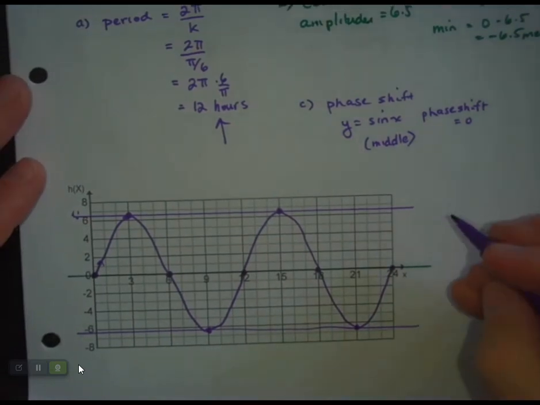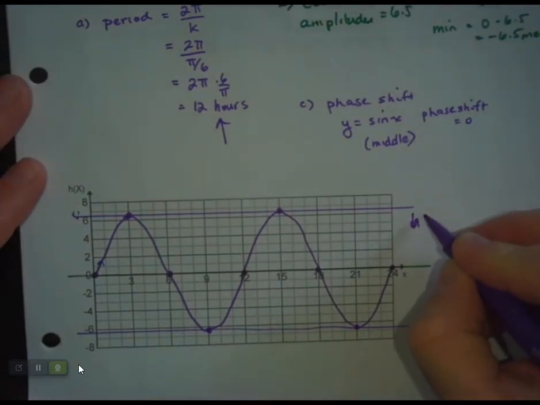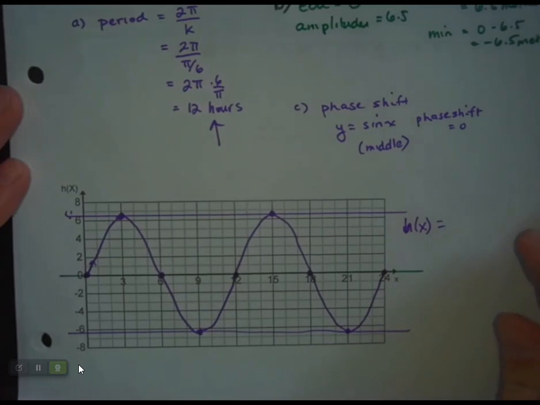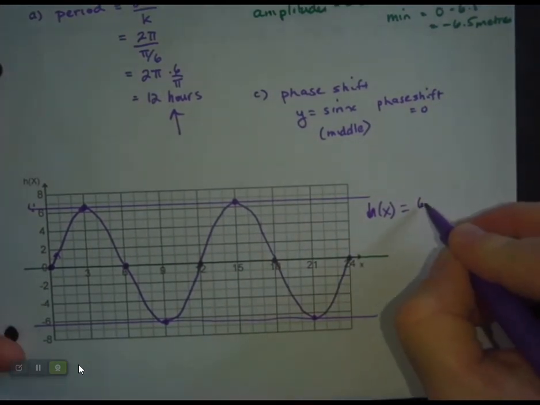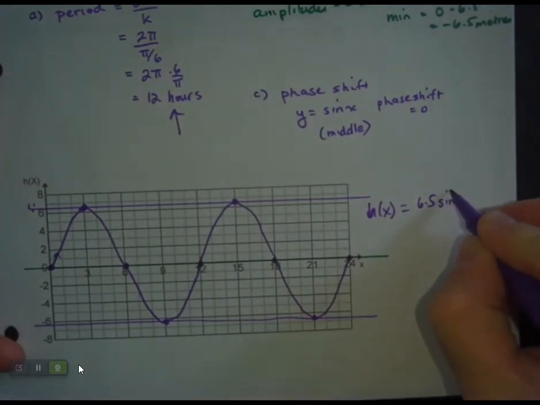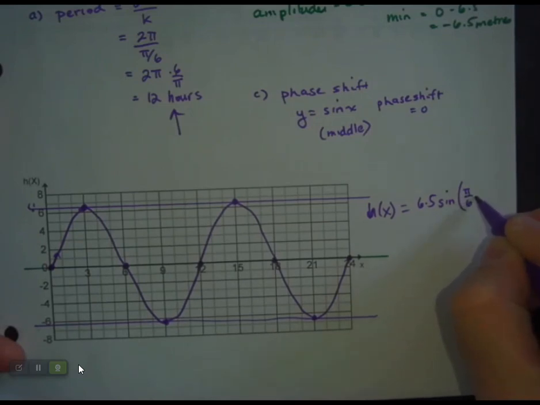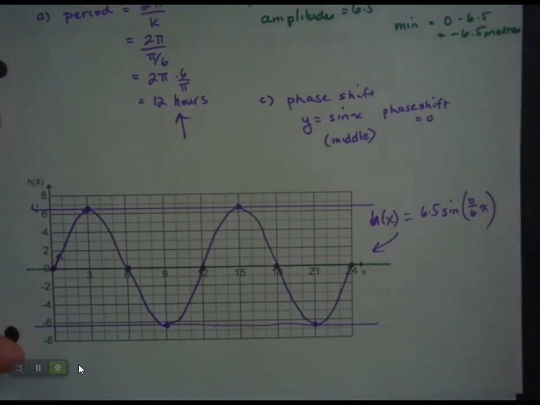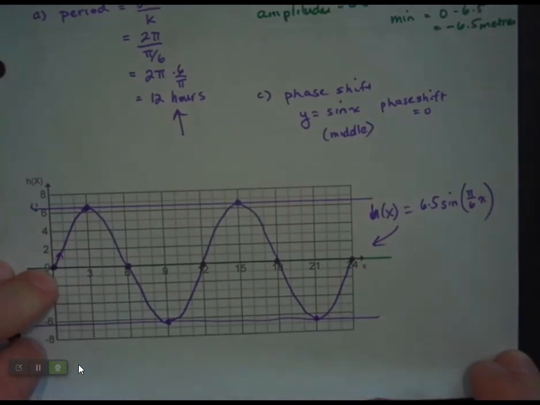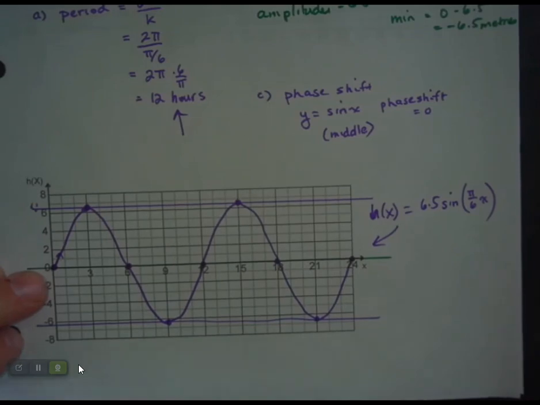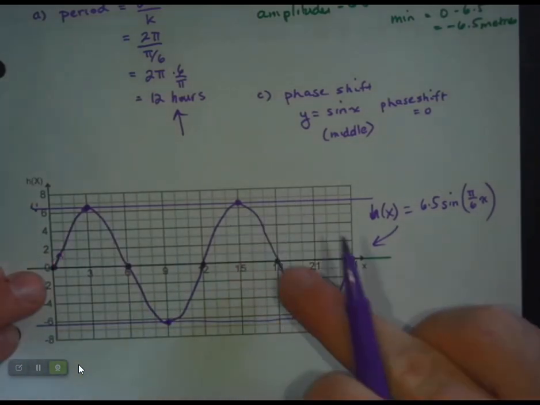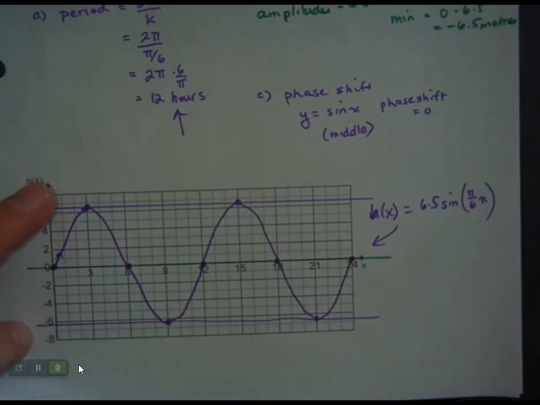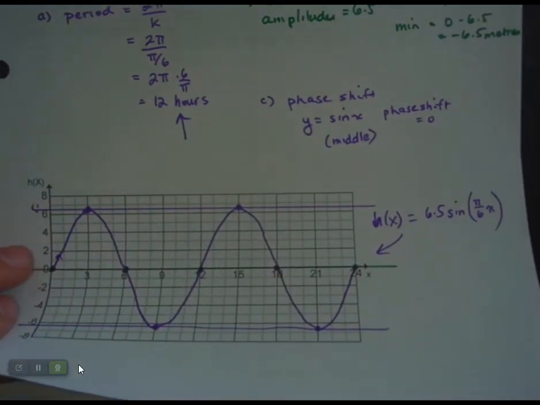And there's my function, h of x equals 6.5 sine pi over 6 x. Done. That would be that graph. So tides are definitely a sinusoidal function. The idea there is high tide, low tide. We can give that a go.